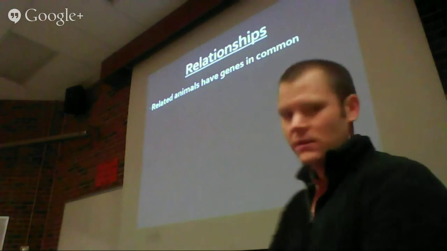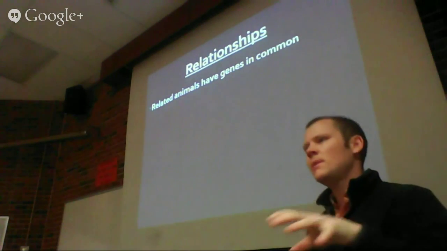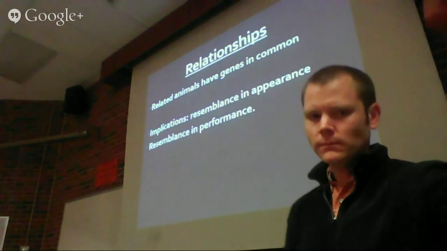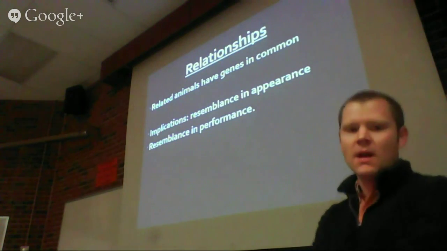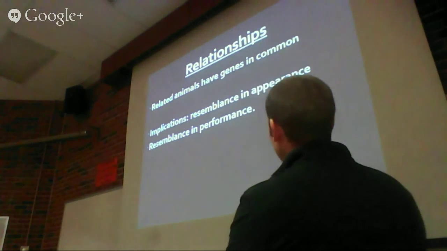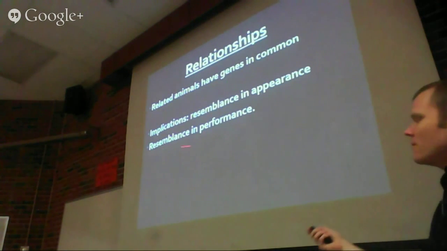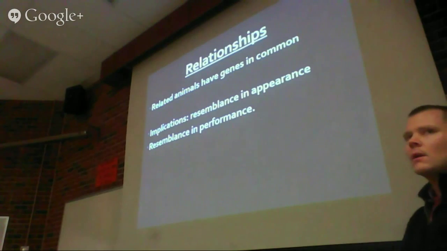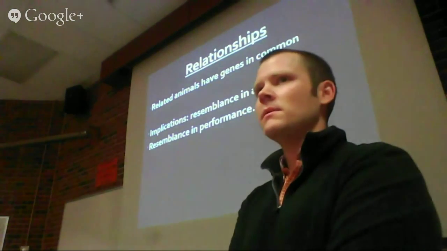So getting to the details of relationships, we said related animals have genes in common coming from a single individual. What does that do for us? First, we get resemblance in appearance. But the important part of today is resemblance in performance, right? Related individuals should have some degree of similarity in their performance.